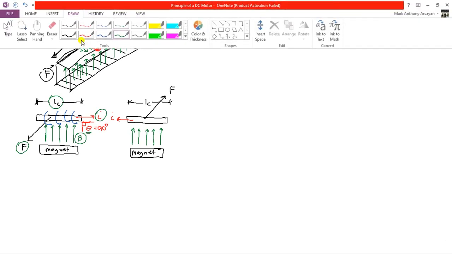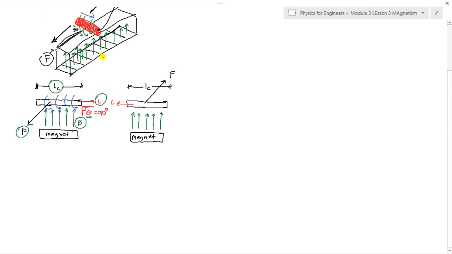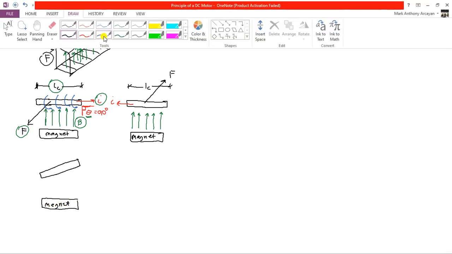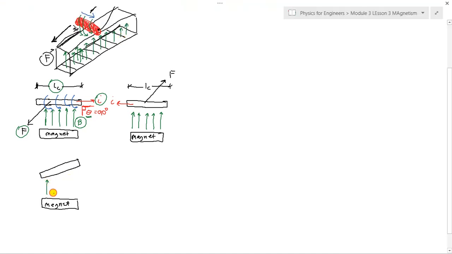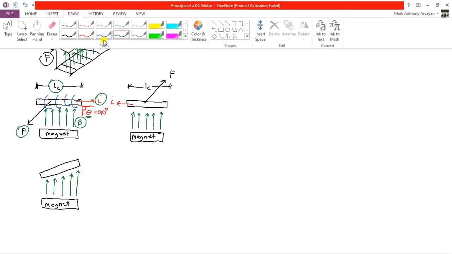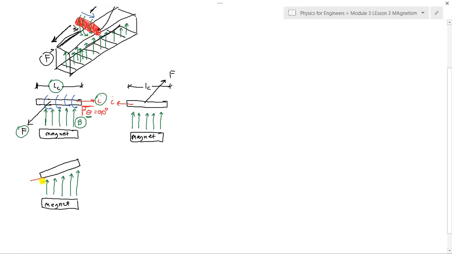Well, it is not always the case that the length of the conductor is perpendicular to the magnetic field. Sometimes the orientation is like this. Meaning, the conductor is inclined while the magnet is still horizontal. So the angle between the magnetic field lines, the green ones, and our conductor changes. We now have an acute angle theta.